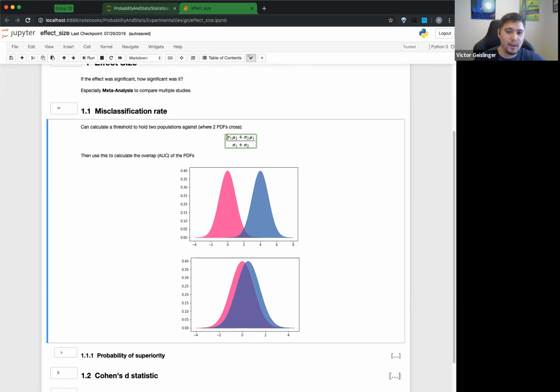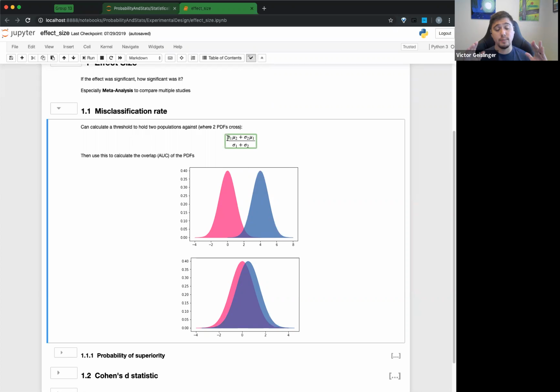The reason I show this equation is that it depends on how big the means are. If the means are very different from each other, you're going to have a big effect, or a very small overlap. And then we can see the standard deviation.